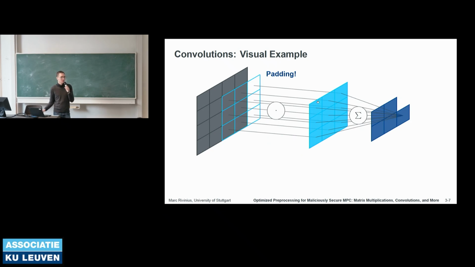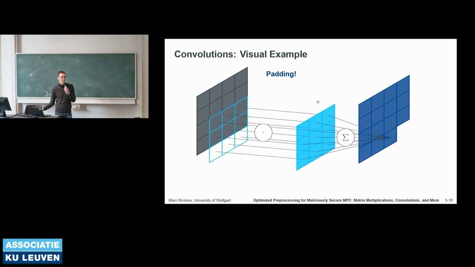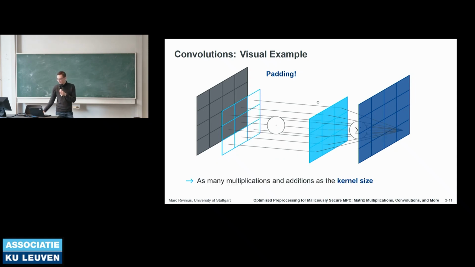You can then so-called pad your image, just define some values outside, usually just 0, and continue that to get, for example, an output that's as big as your image, because a lot of use cases just use that. So you don't get smaller and smaller if you do more convolutions. So overall, it's just an operation that is linear, and you have as many multiplications and additions for every output pixel as your filter is large.